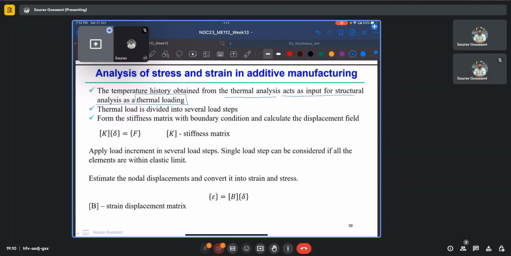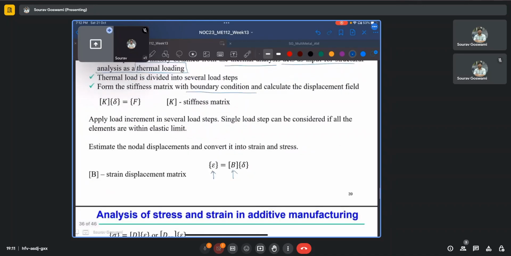Again, just like most other finite element based formulations, here also we have that stiffness matrix analogy. And with the application of the necessary boundary conditions, the displacement field can be calculated. The nodal displacements are calculated, and then the displacements are further converted into the strains using the strain displacement matrix denoted by B.